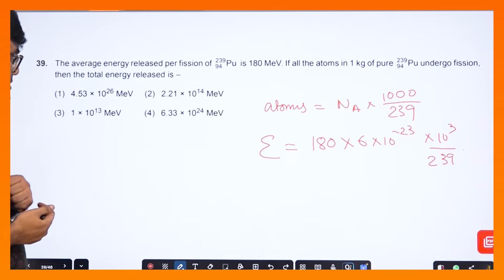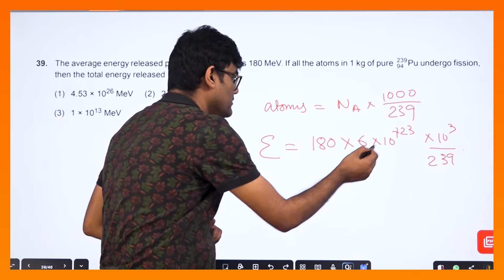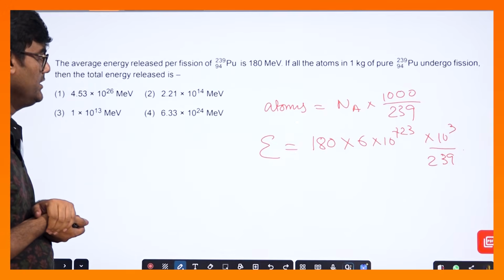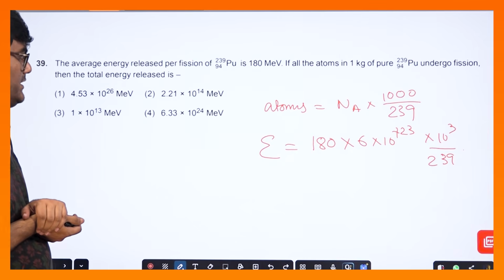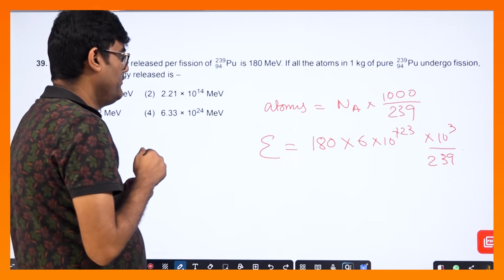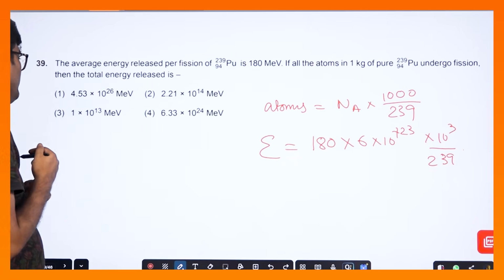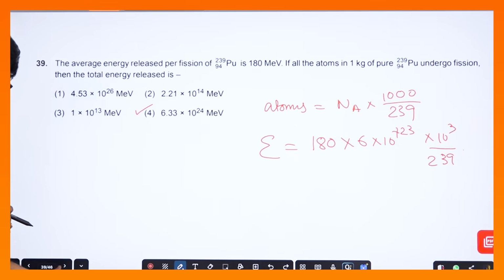Avogadro number is 6.0 into 10 to the power 23. So it's 10 power 26 and 10 power 24 is already there, right? 10 power 24 and 6 into 18 divided by 239, it's in the order of 10 power 24, right? So I think option 4 is the correct choice, should be the correct answer.